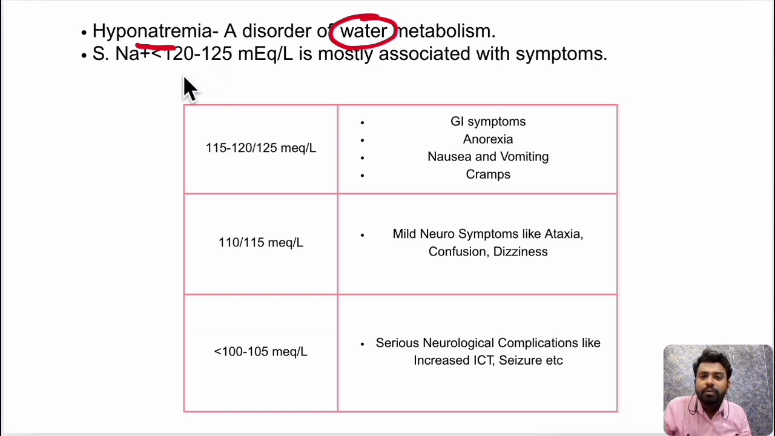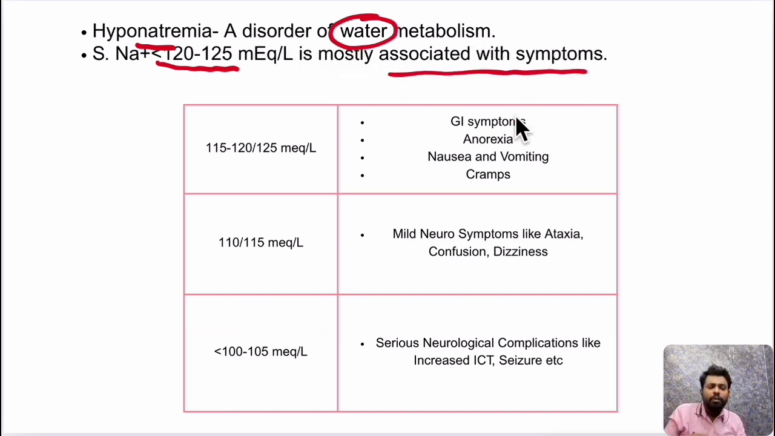Mostly it is symptomatic when the level goes below 125 or 120. Again, it varies. So mostly they are associated with symptoms. Symptoms initially start with mild hyponatremia, around 120 to 125 milliequivalent per liter. It is where you see the GI symptoms mostly.